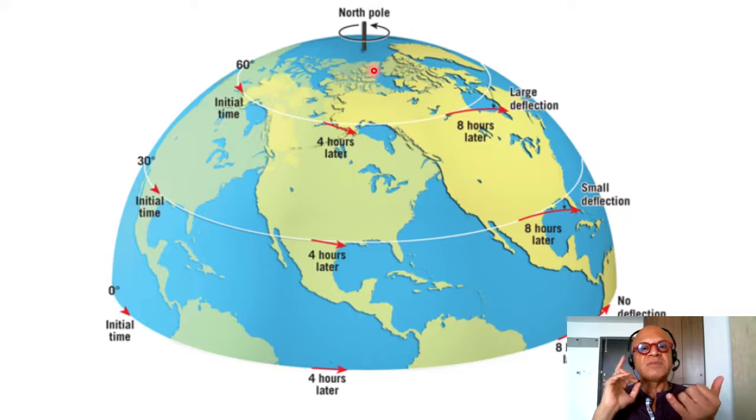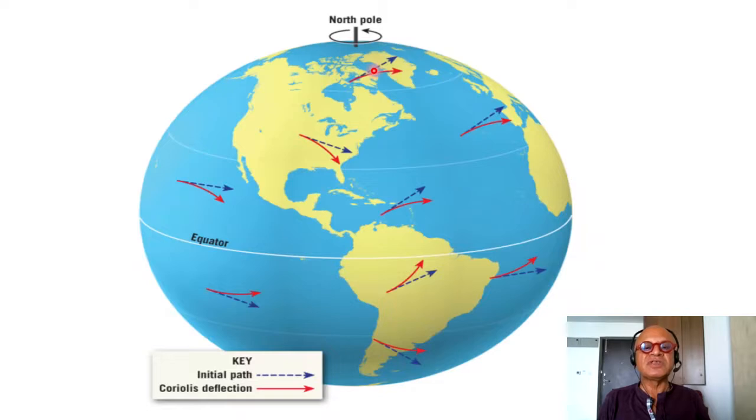So things to remember: things are tilted to the right of the direction of motion in the northern hemisphere, to the left of the direction of motion in the southern hemisphere, and the tilting or the deflection from the direction of motion is greater as you go from the equator towards the poles. On the equator there is no Coriolis effect. Okay, it's simple, easy enough to remember.